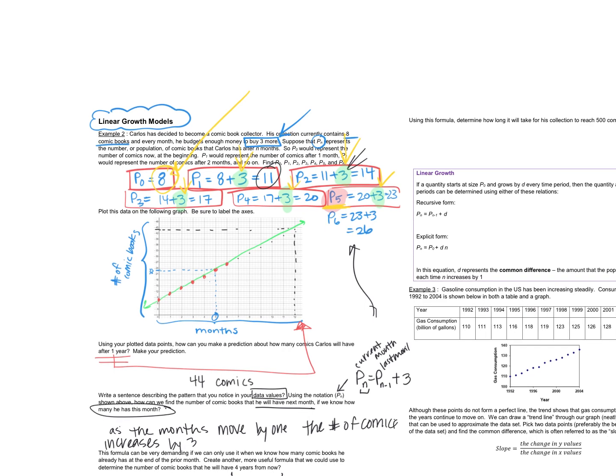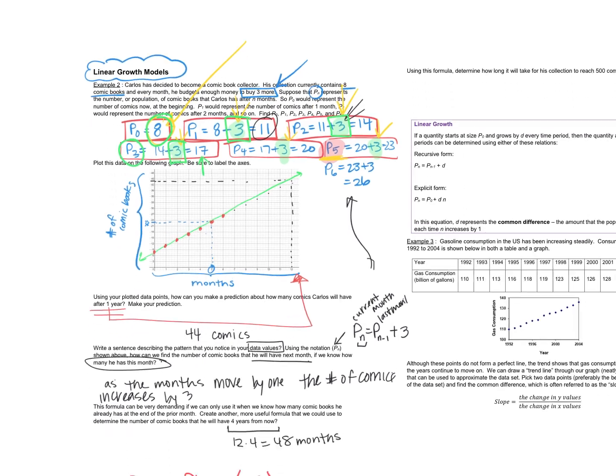So if I was looking at P3, in order to find P3, we knew our start was 8, and it added 1, 2, 3 3s in order to get that 17. So looking at those two, and you can double check that with the other ones to see how many 3s were added to get those values.